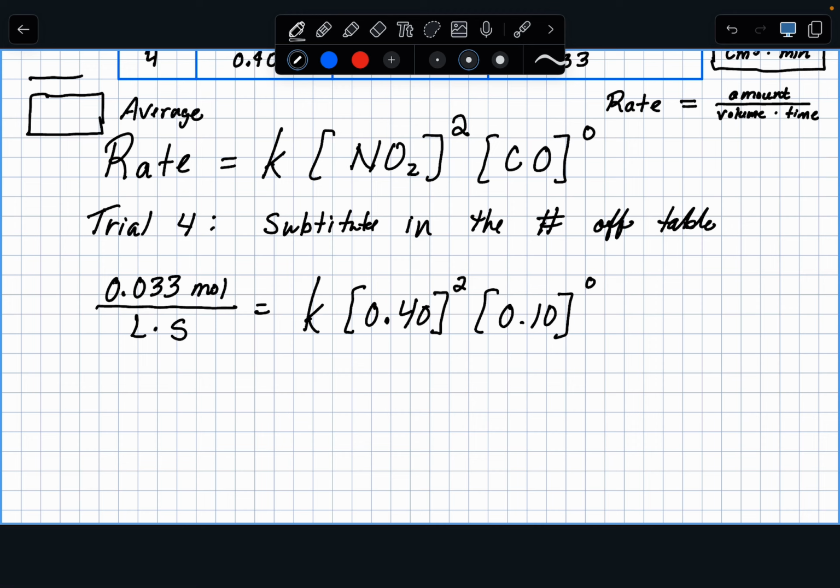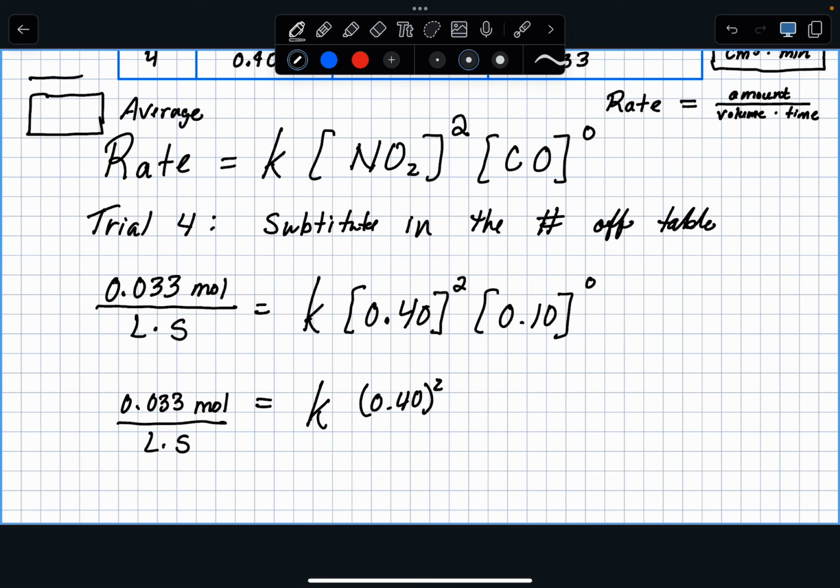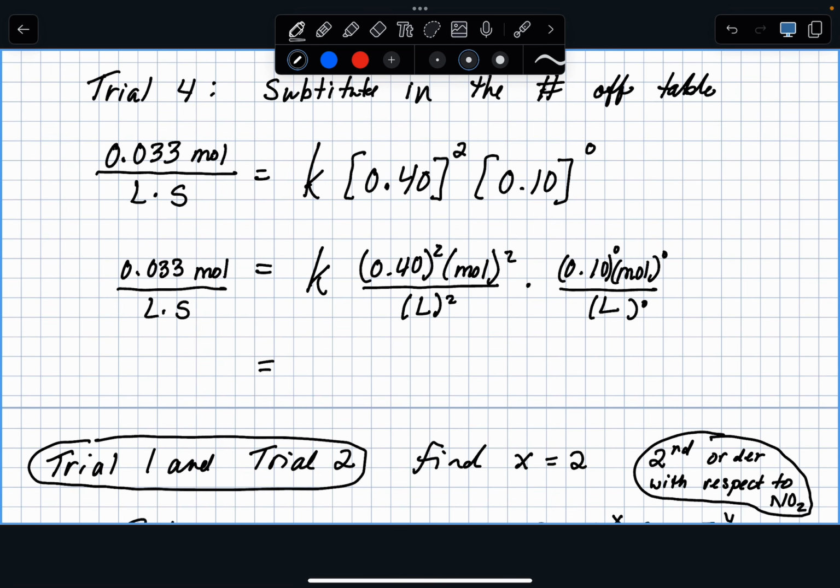Now, the other thing that's going to be important is that we do put the units in here. So on the next step down, I'm going to put in the units besides. So this is the rate, and then this is k. And then it's going to be 0.4 squared, but it's also going to be molarity squared. So moles squared, and then liters squared. I'm just going to put that all in parentheses. And then it's just going to be 0.10, which would be moles over liter. But then this is going to be all to the zero. If you push this through with all of them, they will all be zeros. So in the end, all of those will be gone.